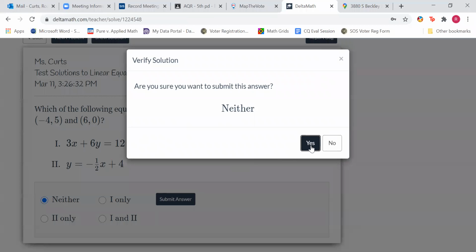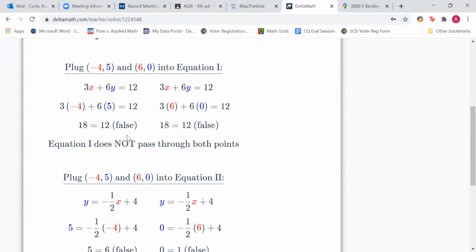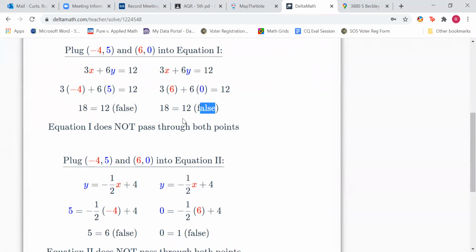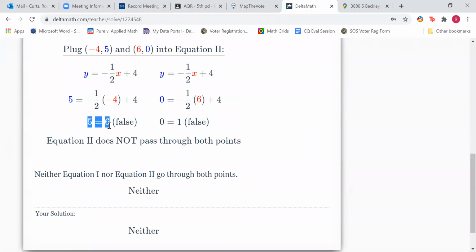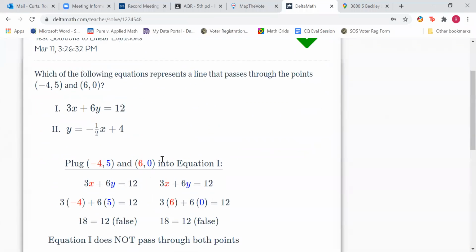We'll choose neither. Boom. So here I got 18 and 12. Here I got 5 equals 6, etc. Neither.